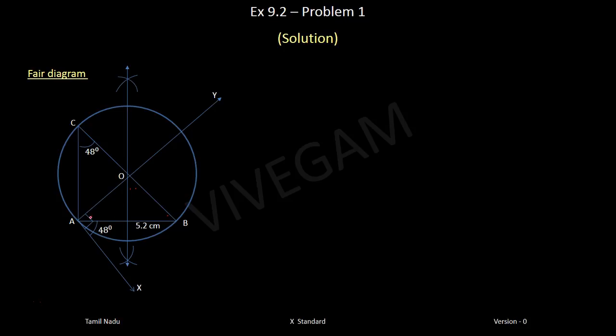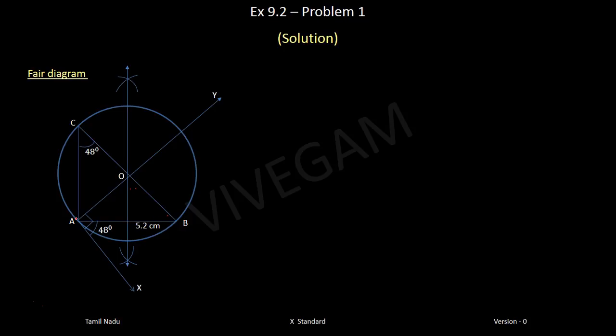Okay, so let me repeat. First draw a line AB of length 5.2 centimeters. Then you draw a line AX at an angle of 48 degrees to AB. Thereafter, you have to draw a line AY, which is perpendicular to AX. Then you have to find the midpoint of AB.